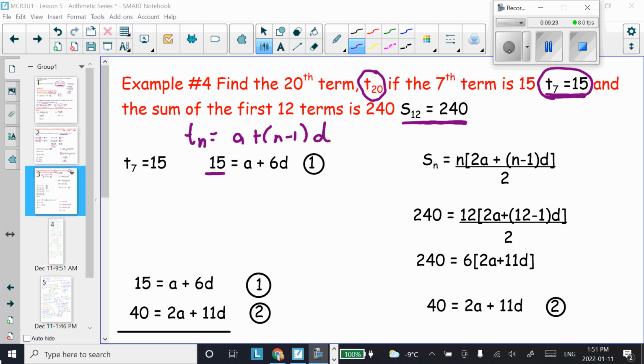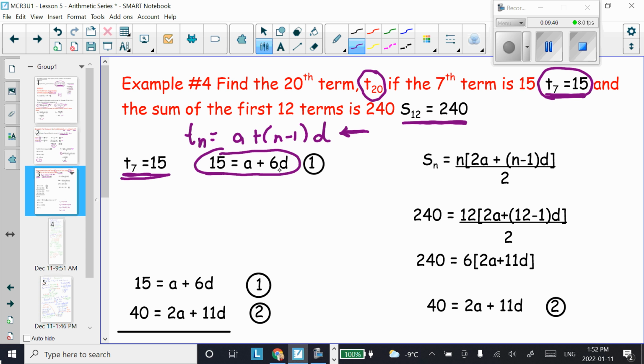I just went and added the general equation there. I noticed you might be confused to know where this came from. So there's my general equation, a plus n minus 1 d, and I'm given that my n is 7, because we have T7 equals 15. So that's where 15 equals a plus 6d came from. So that's my first equation.